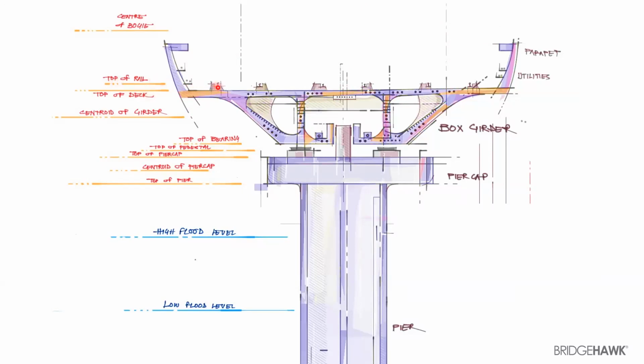RTL. This is rail top level. So rail top level is basically this. There's the rail, the exact top portion of the rail. This is indicated by the RTL level. There's another level which is important, which is top of deck.